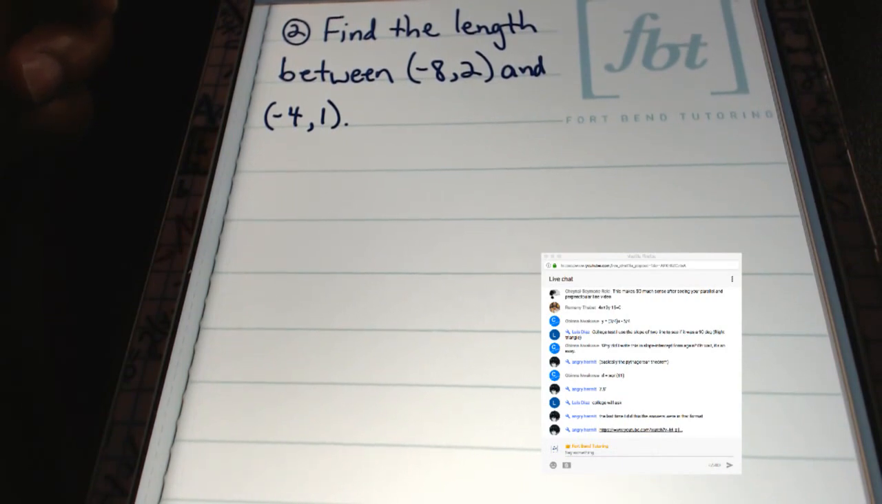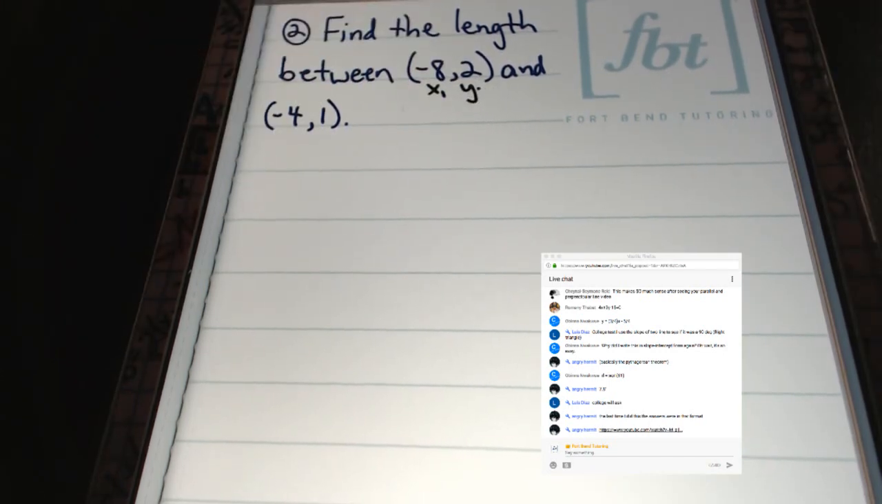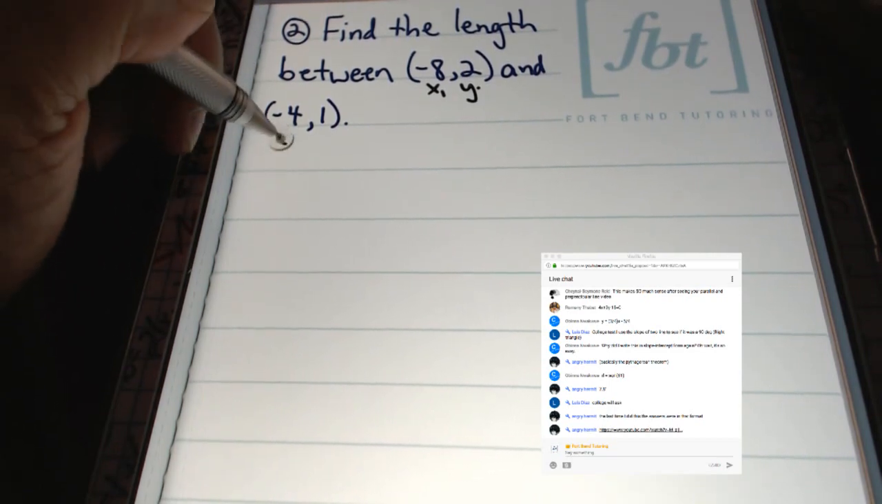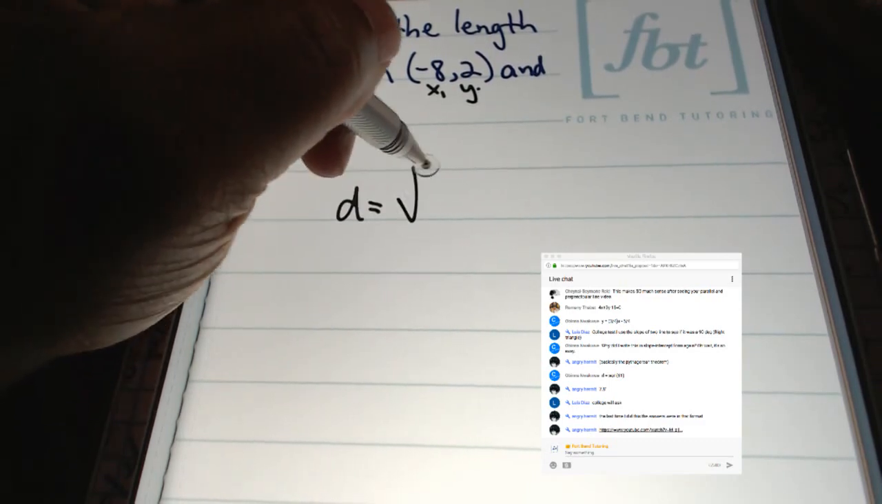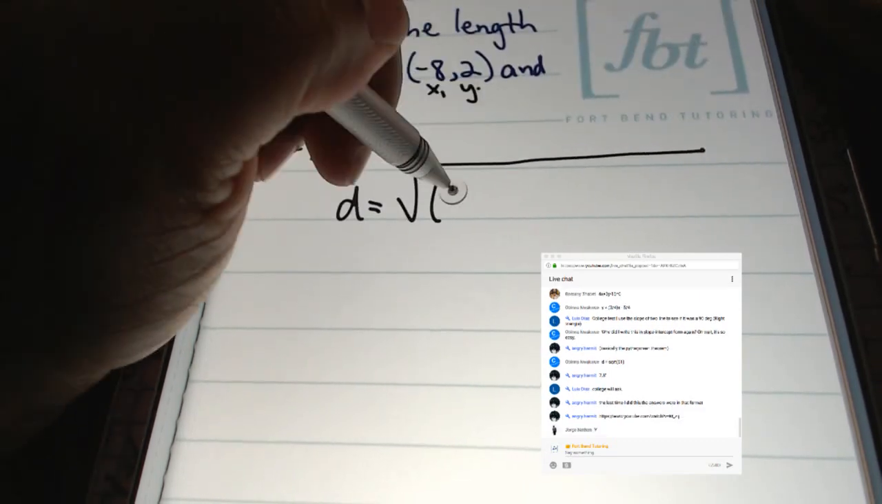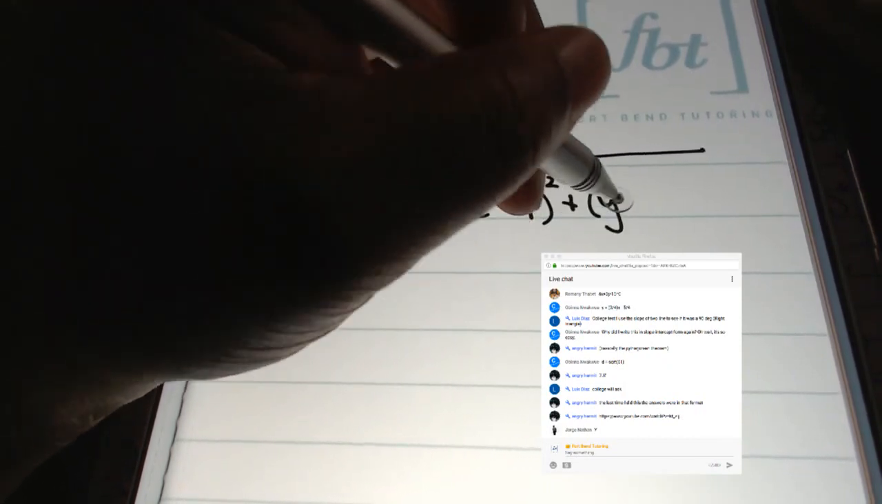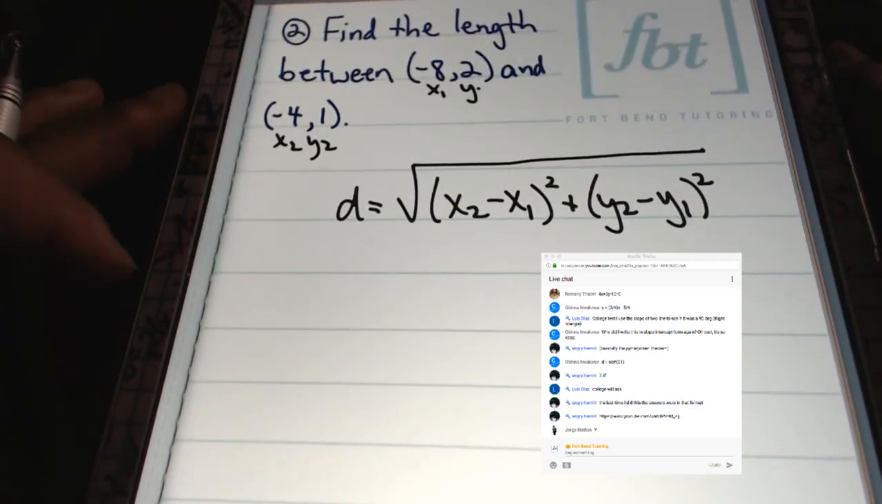Appreciate that. So with problem number 2, guys, we want to find the length between the points -8,2 and -4,1. What we'll do here is start out by labeling these points as x1, y1. We'll definitely do that. And we have the other point as -4,1, so label that as x2, y2. And then, of course, your distance formula is going to be the distance between those 2 points is equivalent to the square root of the difference of x2 and x1 squared plus the difference of y2 and y1 squared. So here we have our distance formula.